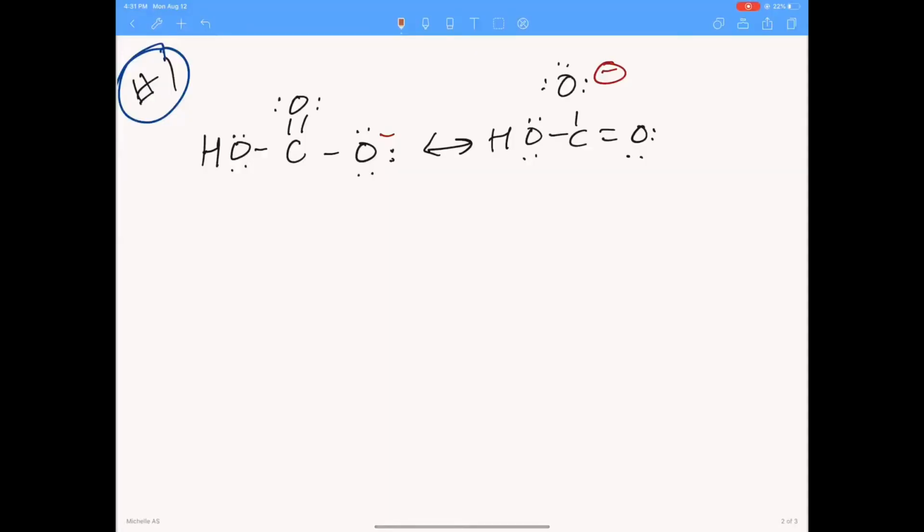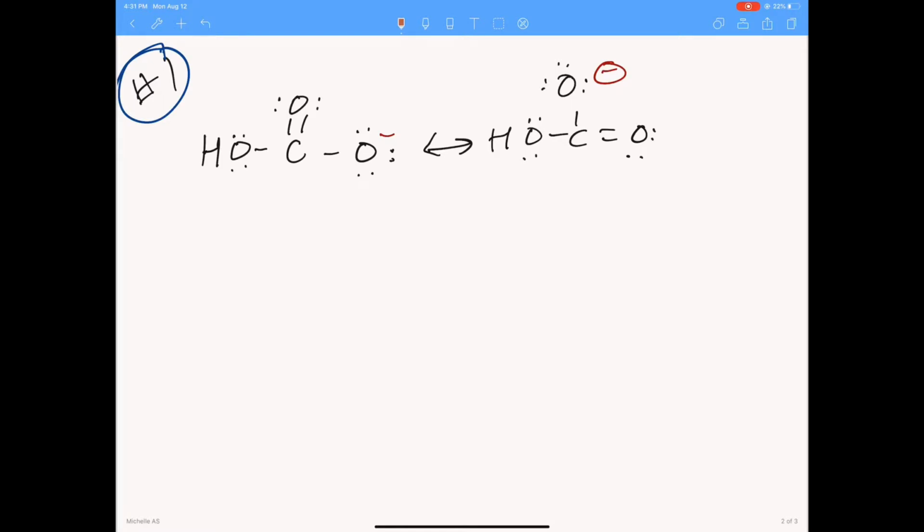Hello, in this video, I'll be going over the differences between a resonance structure and an isomer. To begin with, a resonance structure in general has the same molecular formula and the same arrangement of atoms, versus an isomer, which has the same molecular formula but a different arrangement of atoms.